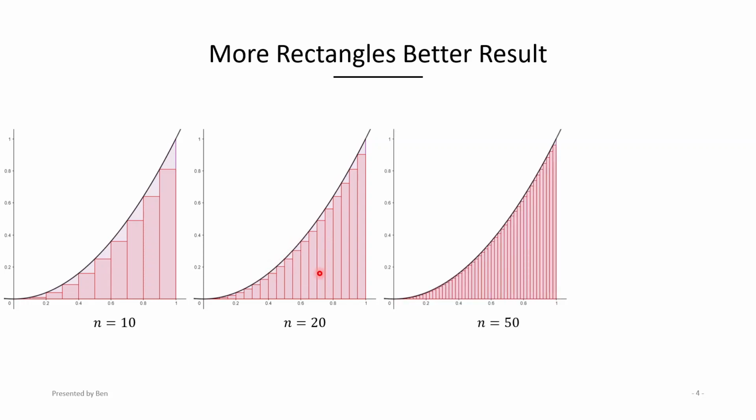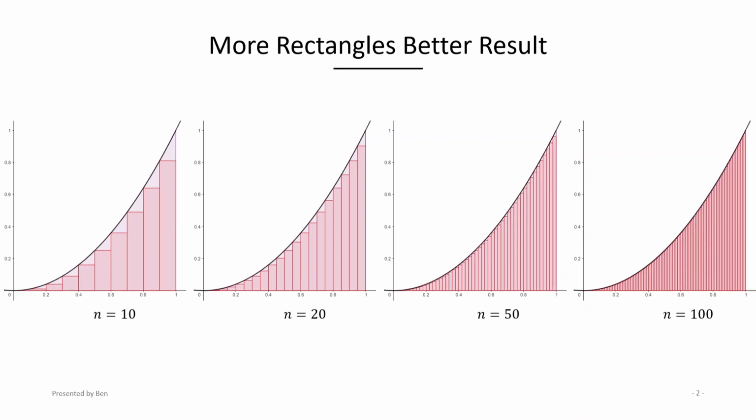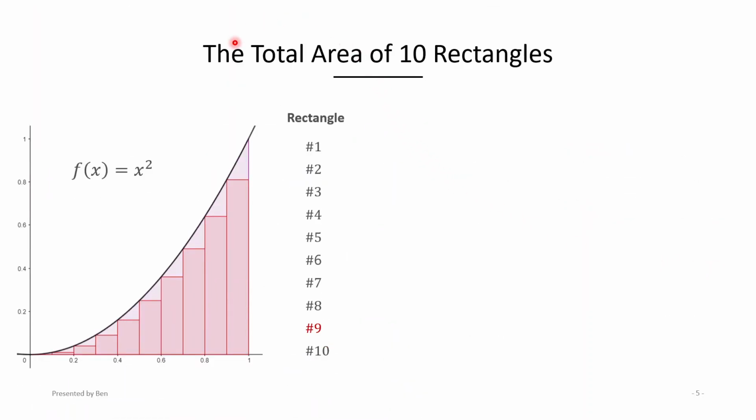And if we build 50, we can see the error is much smaller. And if we keep going and build 100 rectangles, we can see the error is tiny. It's nearly invisible, right? So this method of building rectangles is very useful. With more rectangles, we can always get a better result. The total area will perform better and better. So now let's look at how to calculate the total area.